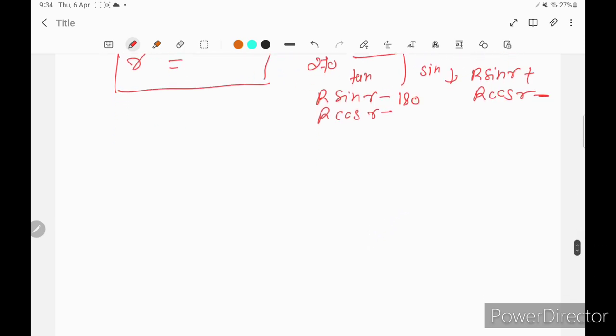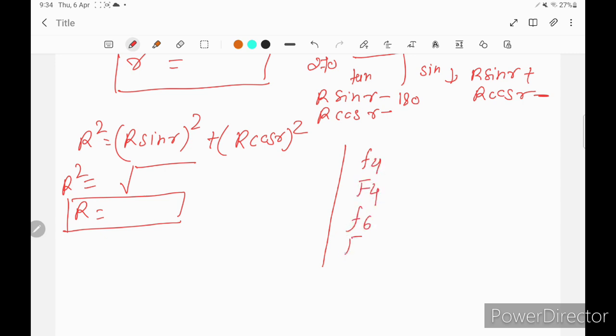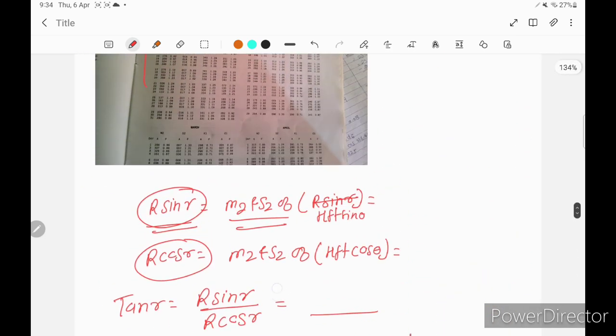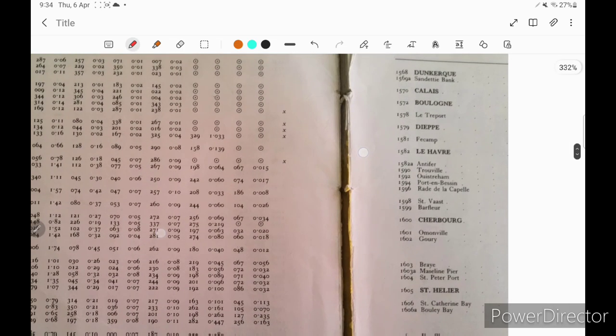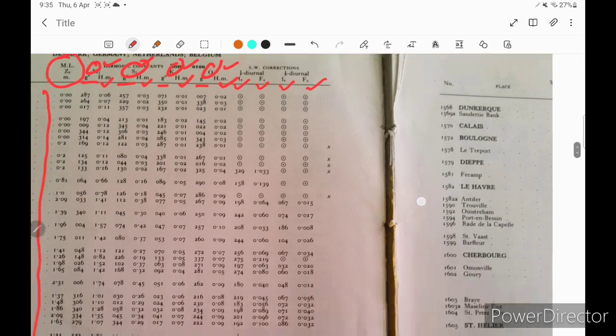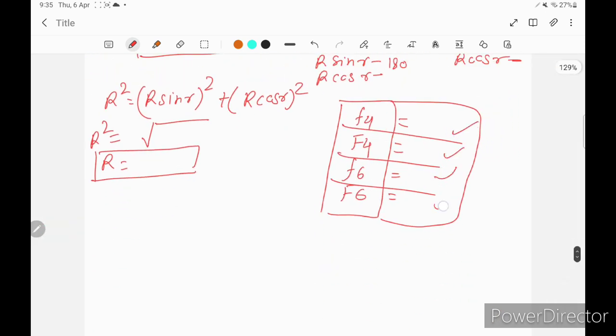Now you have to calculate R square, which is R sine r squared plus R cos r squared. Whatever R square value you get, take the square root and you will get the R value. Now you have to take the values f4 and f6. From where will you get all these values? Again go to the tide table. You see here, it is F4 small, F4 capital, F6 small, F6 capital. So from there you will get them for the same port.